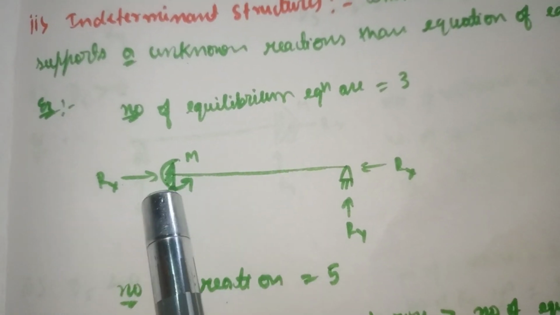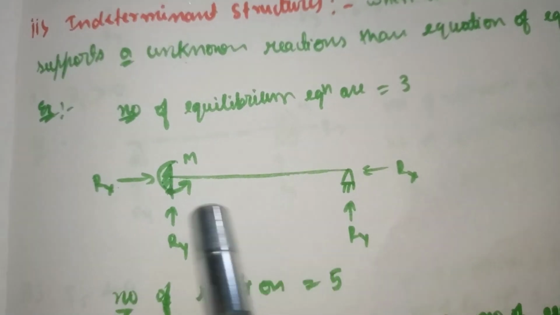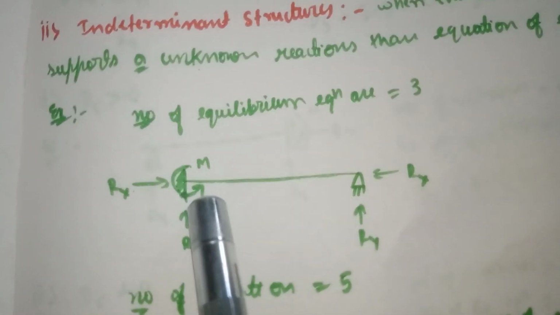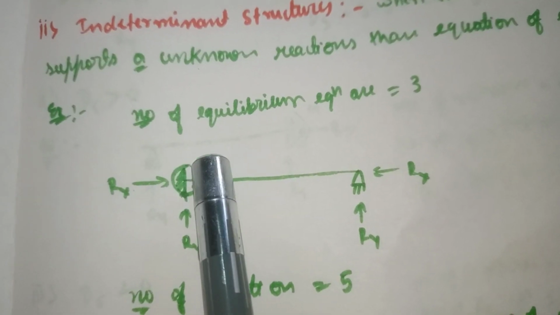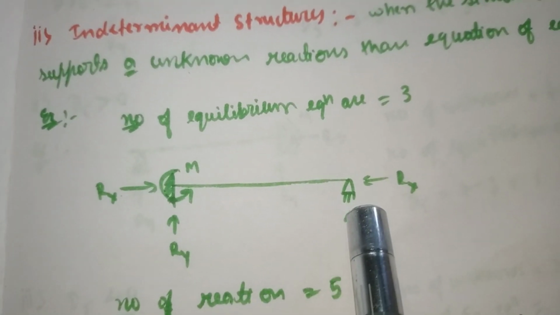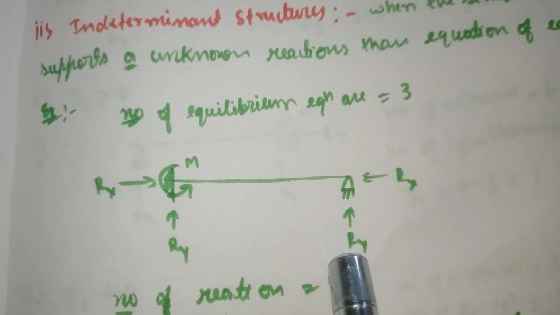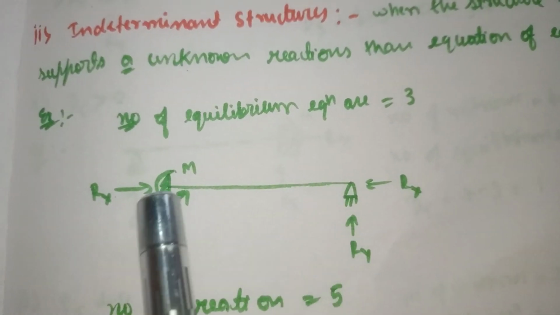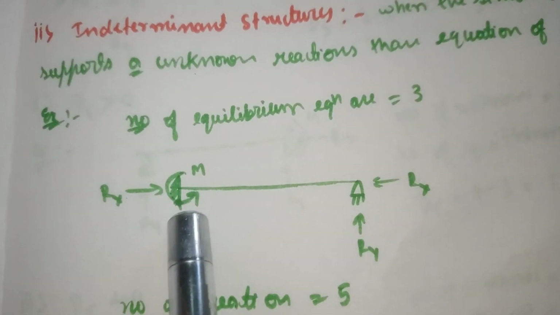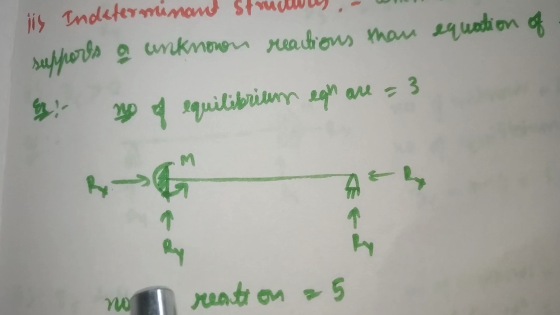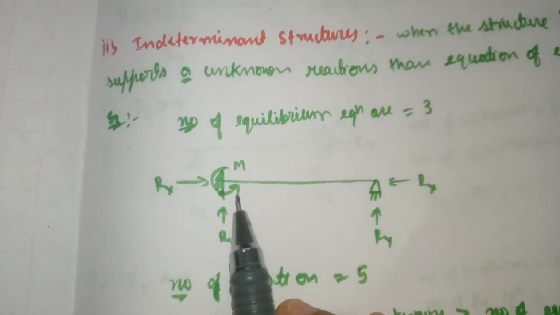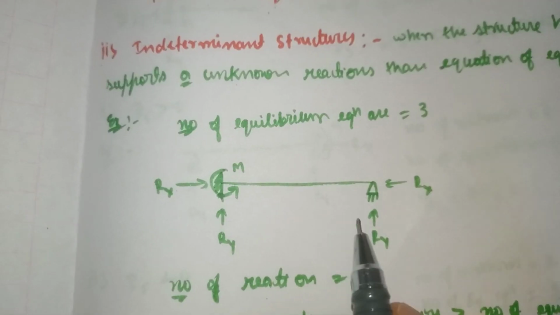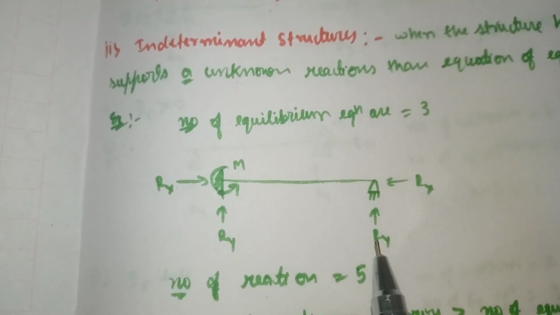I have taken a beam, one end is fixed and another is hinged. At fixed support, the formation of reactions is horizontal reaction and vertical reaction, and one moment will take place. At hinged support, the horizontal reaction and vertical reaction will take place. The total number of unknowns are 1, 2, 3, 4, 5. So number of reactions are 5. How many unknowns are here? 1, 2, 3, 4, 5. Total 5 unknowns are here.